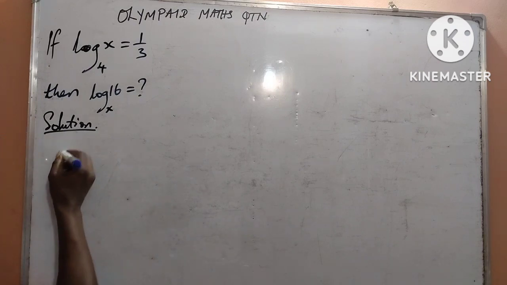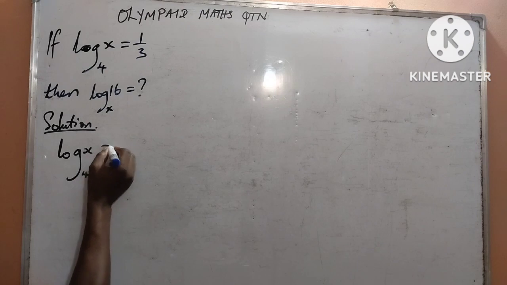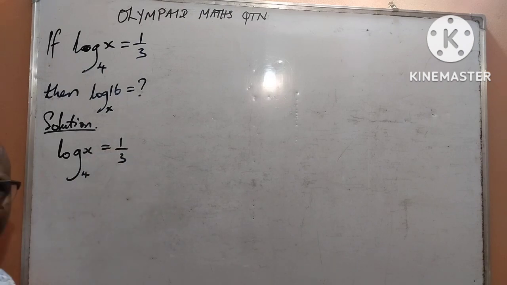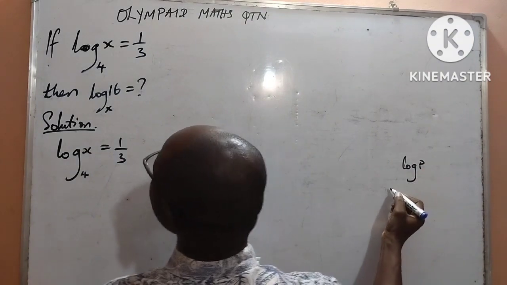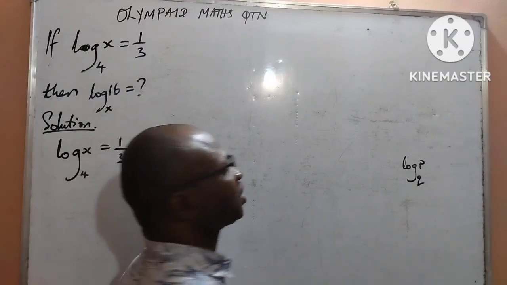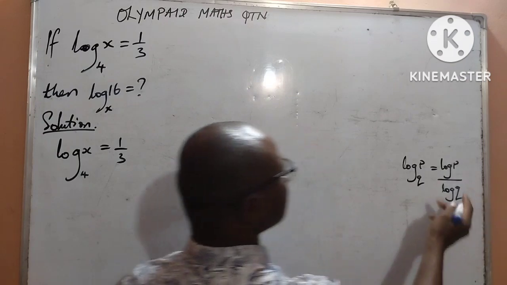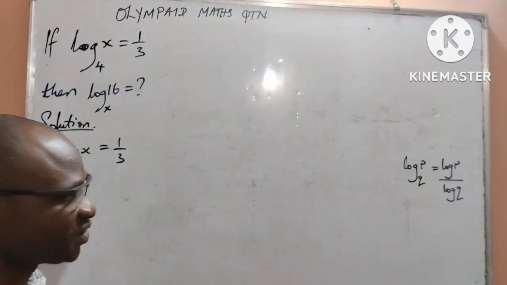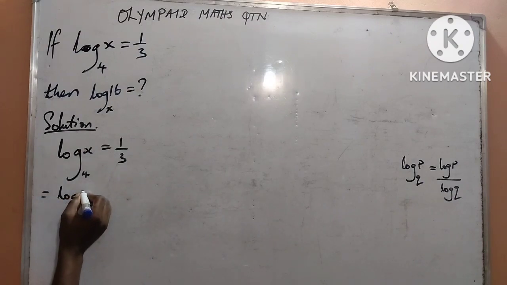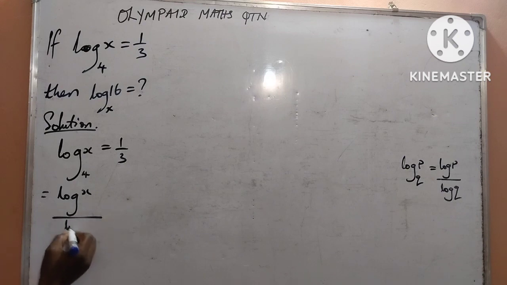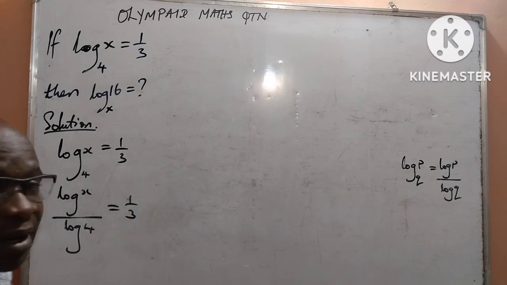Alright, we are given the log of x base 4 equal to 1 over 3. In the laws of logarithms, one of the laws says that if I have log p base q, it is equal to the log of p all over the log of q. So I will apply this law of logarithms here, and that means I shall be writing it now as the log of x to any base all over the log of 4, then equal to 1 all over 3. That is my first step.